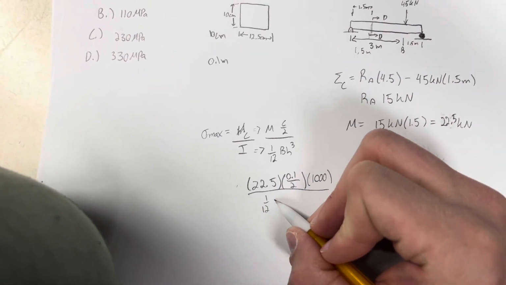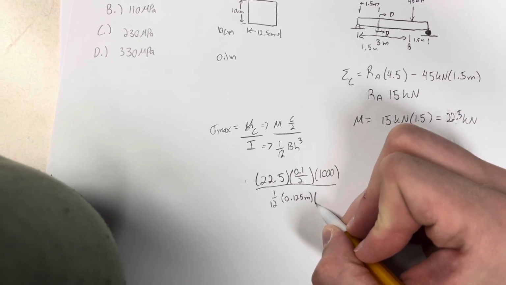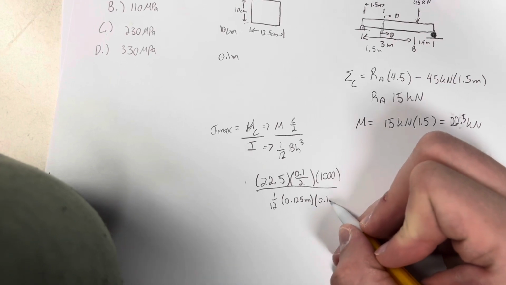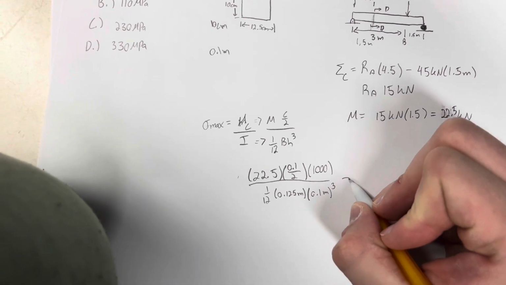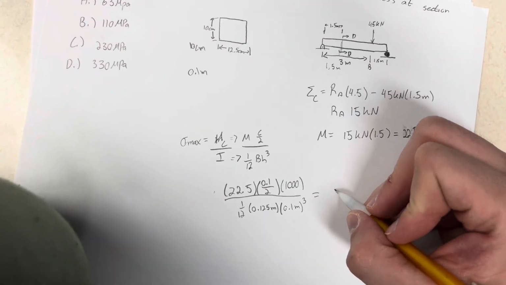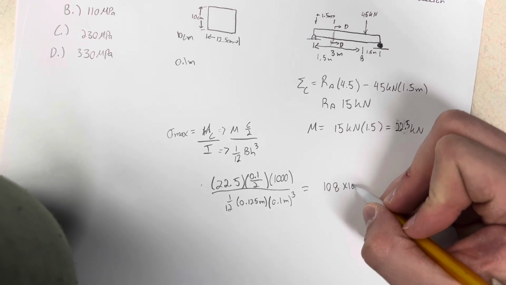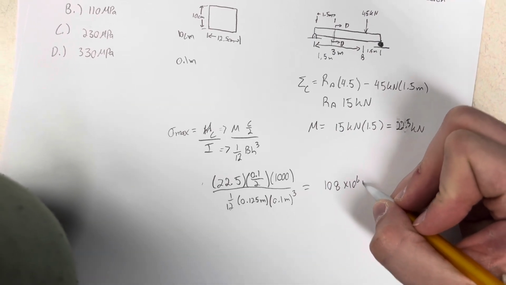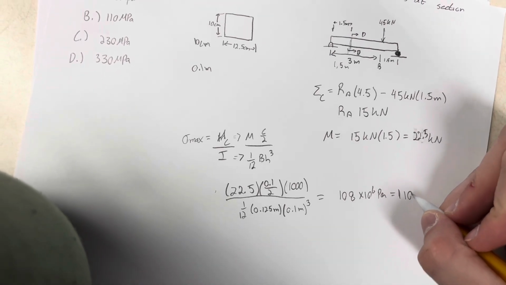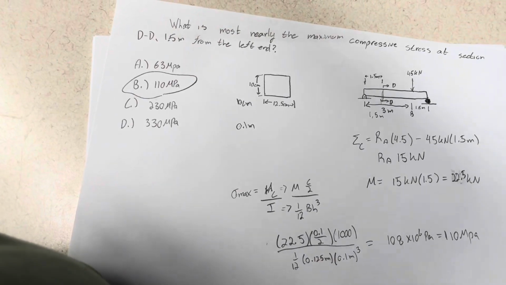Base is 0.125 meters times 0.1 meters cubed, which will get us about 108 times 10 to the 6th pascals, or 110 MPa, which gives us answer B.